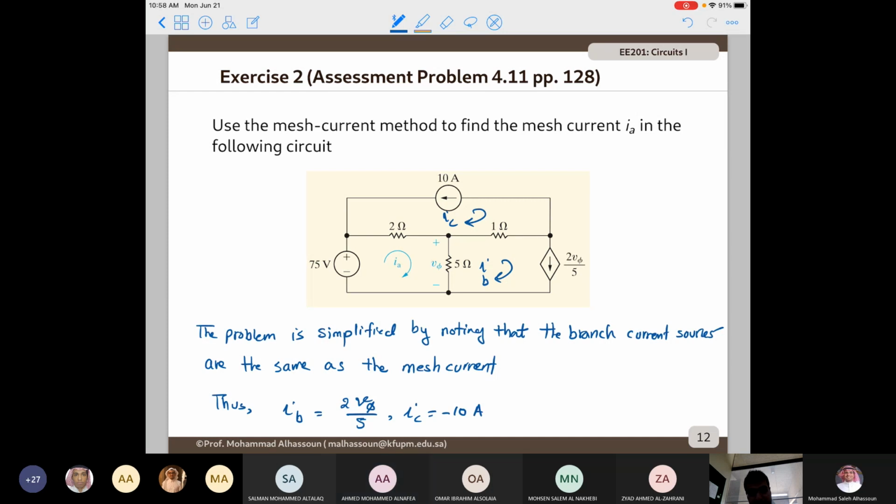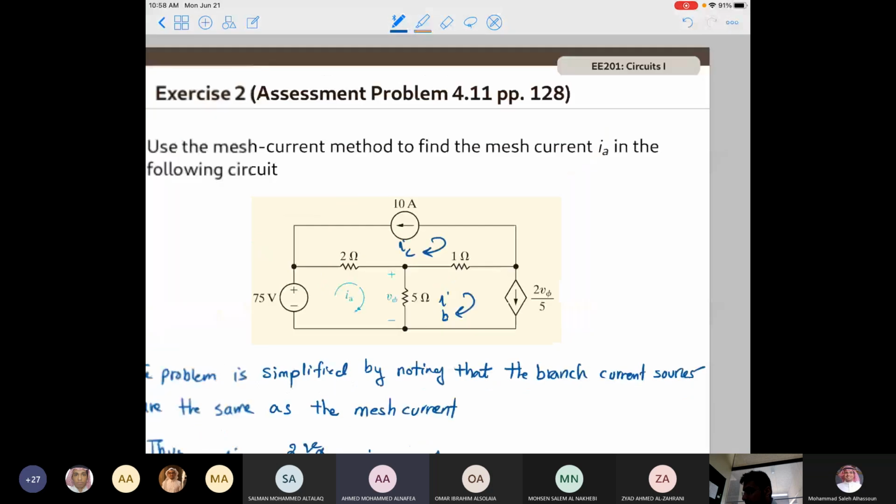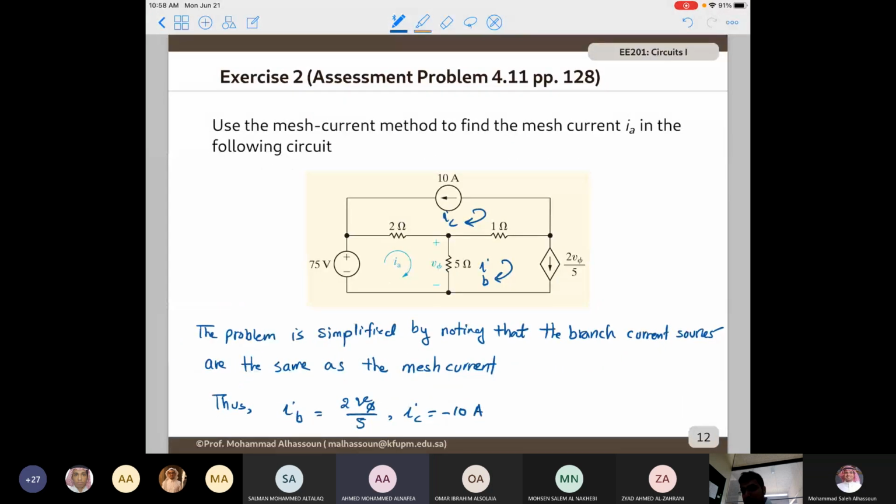Plus 5 IA minus IB, which is 2 V naught over 5. It's VP now. Equals 0. Okay, good. Very good.